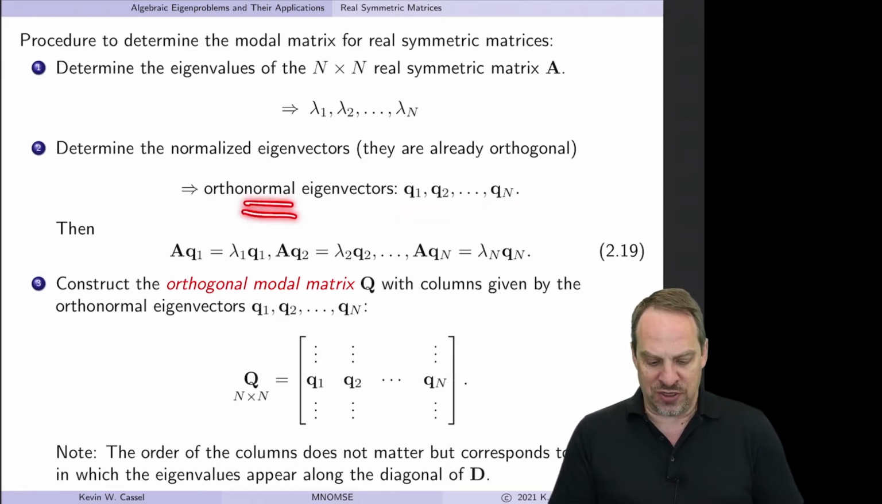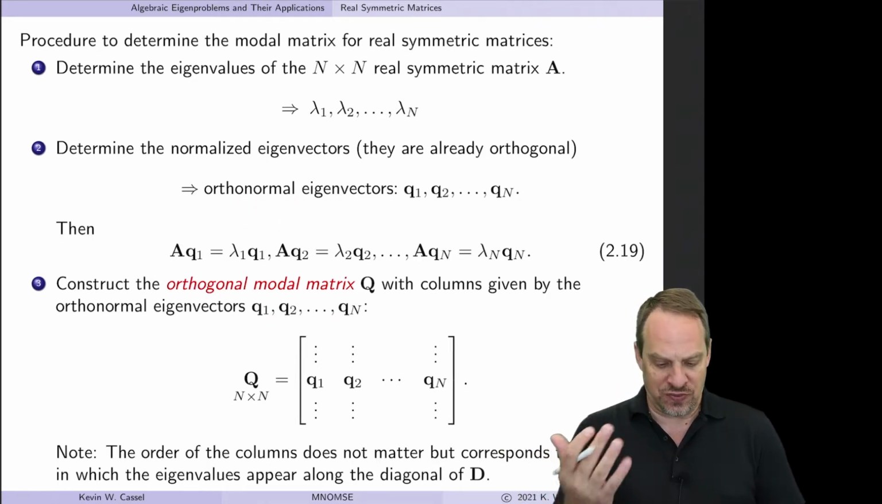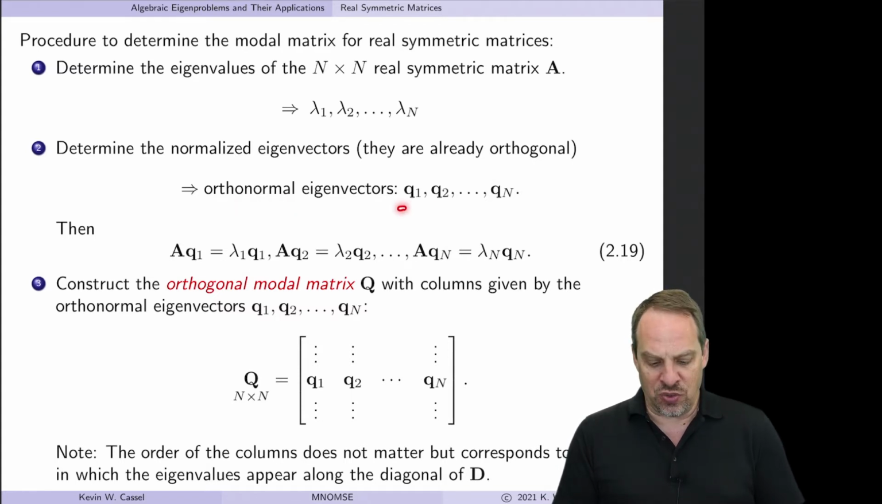Now I normalize them to length 1. So what I get are the orthogonal eigenvectors of the original matrix, and then we're going to normalize them to length 1 so that they are orthonormal eigenvectors of A. So now we have our eigenrelations that relate the lambdas with the Q's. So AQ1 is lambda1 Q1, AQ2 is lambda2 Q2, and so forth. So Q is an orthogonal modal matrix, and that's why we use the nomenclature Q.